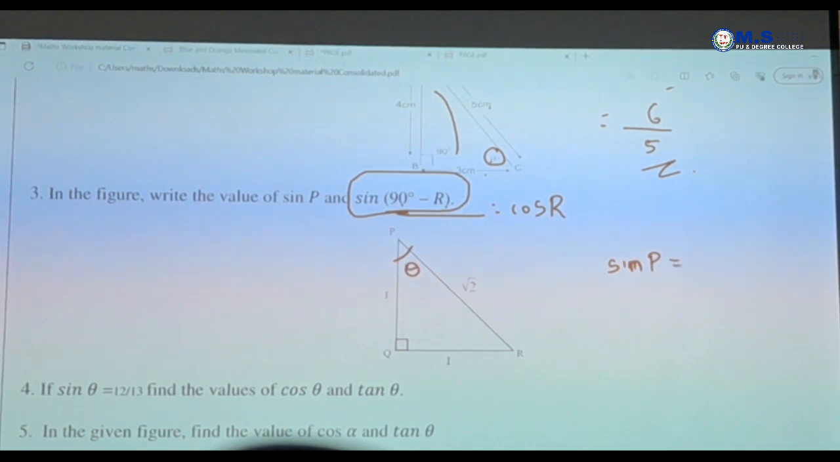Okay, what is the opposite? 1. What is the hypotenuse? Next, cos r. Here r becomes theta. What is the adjacent? 1. What is the hypotenuse?